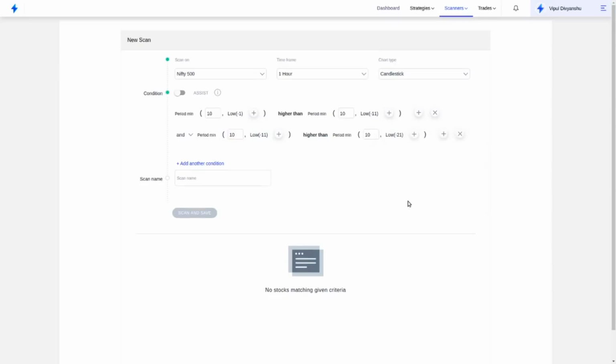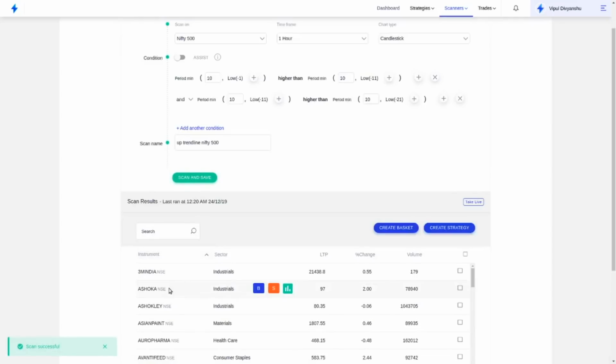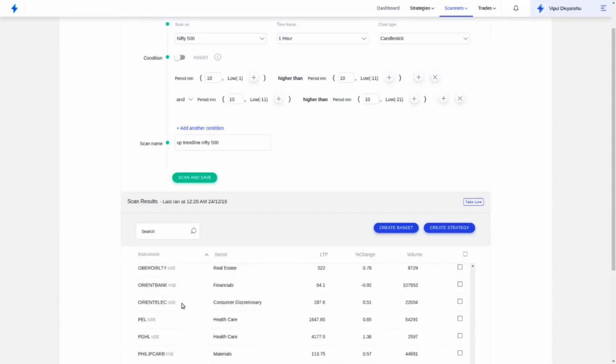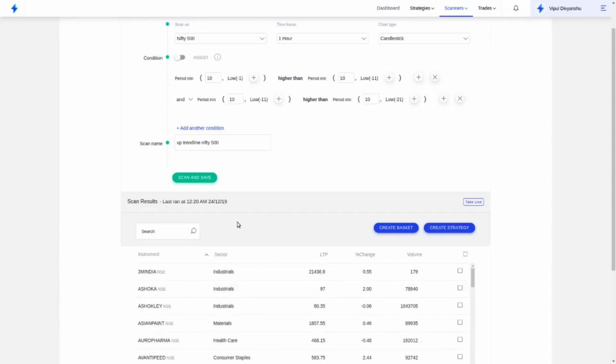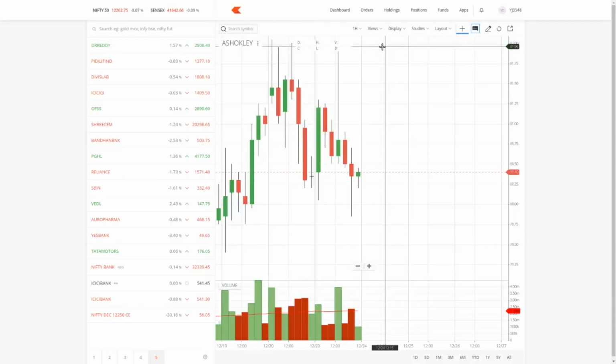Now if I just give it a name, uptrend line Nifty 500, and save and run scan. So you can see immediately it scans all the stocks and gives us results from the Nifty 500. There are so many. Without this, if we had to do it manually, it would have become a tremendous challenge. So let's check it in chart. Let's open Ashoka. Ashok or Ashok Leyland, both came in the results.